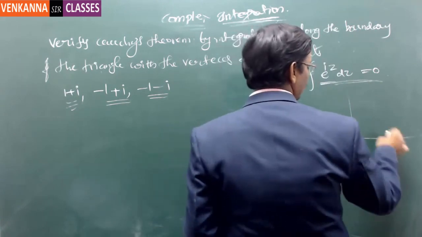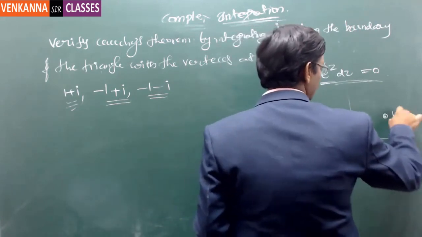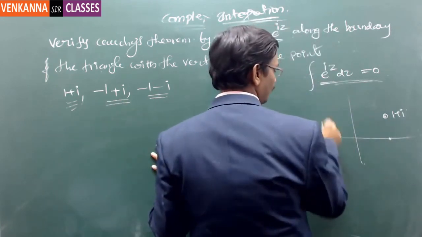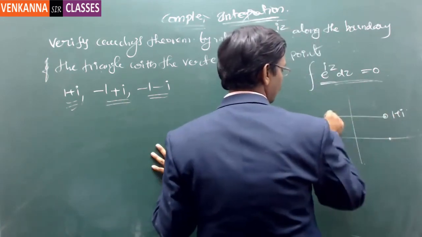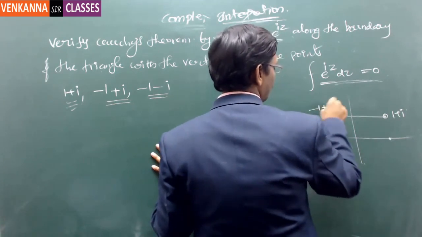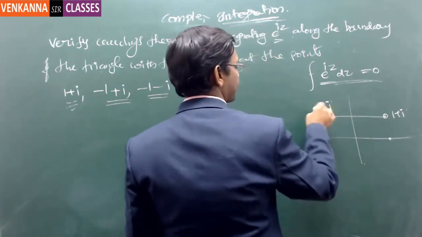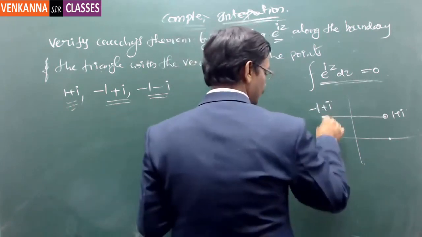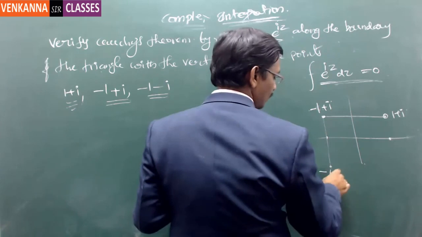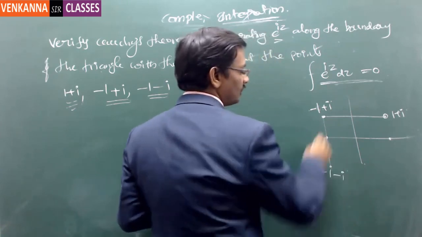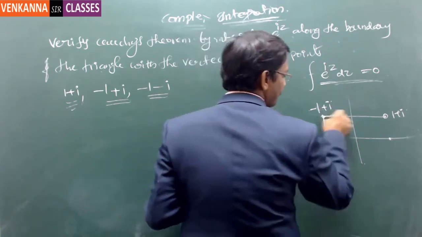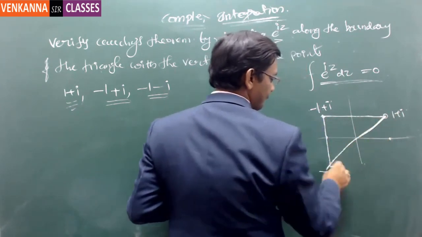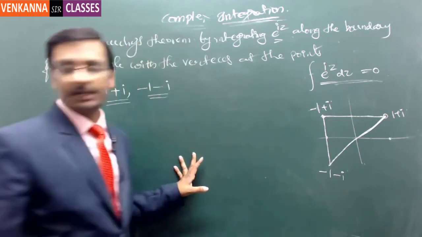So this is 1 and this is I. So this point is 1 plus I and this point is -1 plus I. So this is exactly on the same line. And the third point is -1 minus I. So this is the point -1 minus I. Now if I join this triangle, this is how we are going to get it, right?